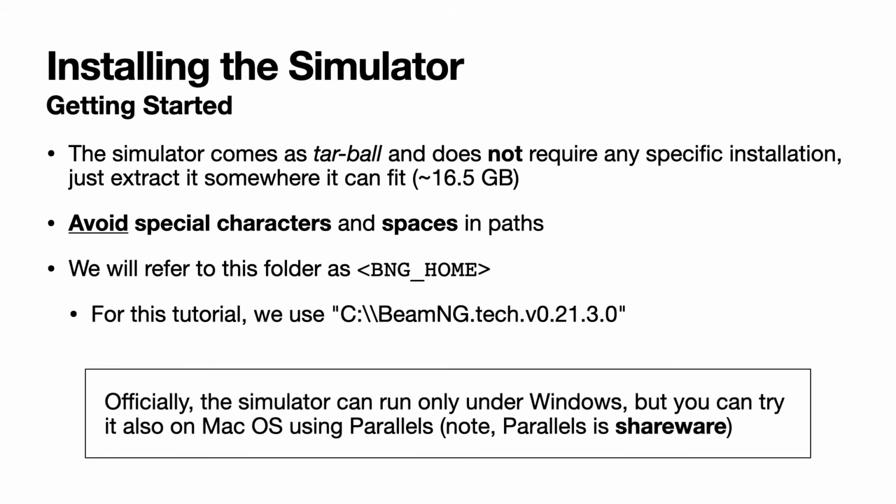One note here is that officially this simulator can run only on Windows, but you can also try it on Mac using Parallels. For example, the videos that we're going to show today in this presentation are recorded using a MacBook Pro that runs BeamNG inside a virtual machine handled by Parallels. We tried different configurations, VirtualBox and other paravirtualization hypervisors, and the only one that we were able to make work is Parallels.